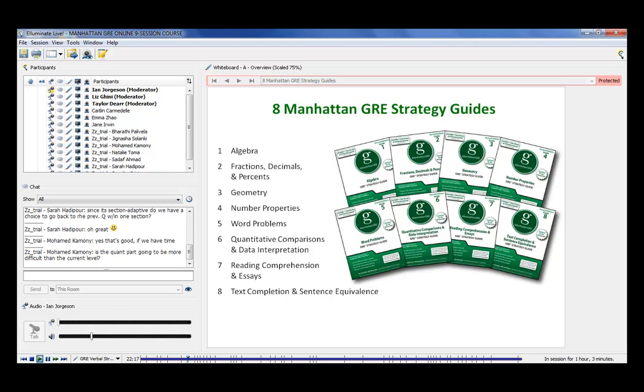So Mohammed, the quant is not going to be any more difficult or any easier. And I can say that very clearly, because I know that for a fact, how you do on the GRE is not based on how you do on the questions. It's based on how you do compared to everybody else that takes the test. The people taking the test are all the same people that took it last year and the year before and the year before that. It's the same population taking the test. So when they change the test up, that doesn't actually make it harder or easier.